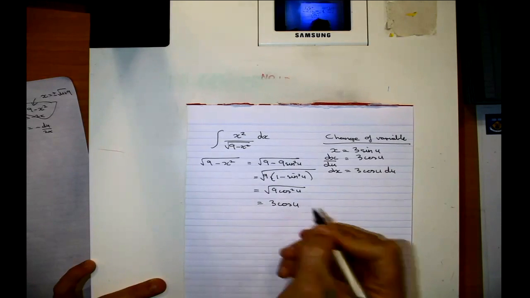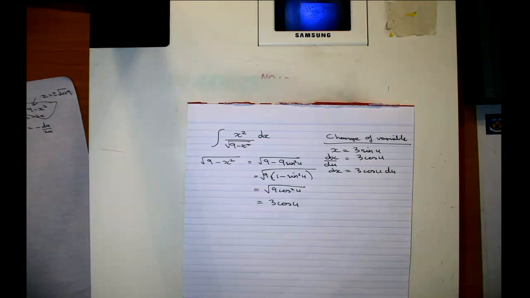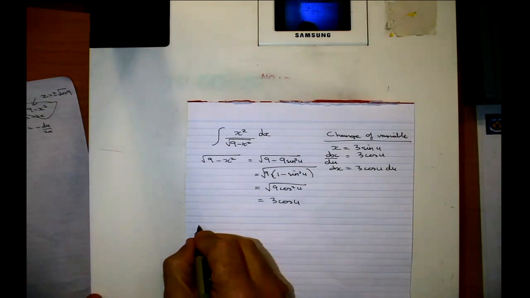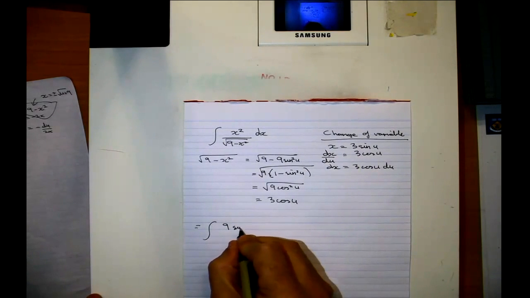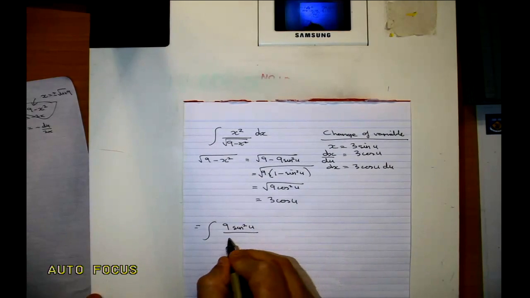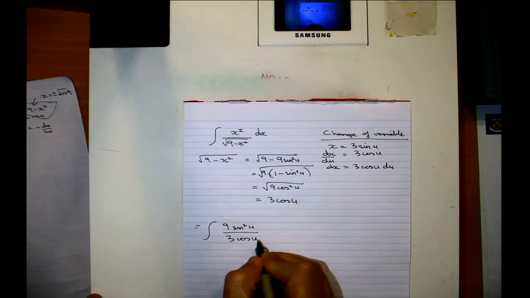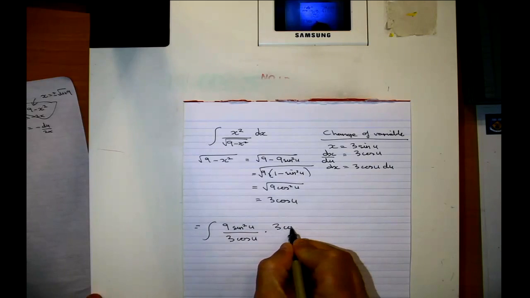That is the whole point of the method, to get rid of the damn square root. If the square root hasn't disappeared, you're not doing it right, because that is its sole purpose. So the square root will disappear. So the integral becomes, x squared is 9. The square roots disappear, and then the change of variable.